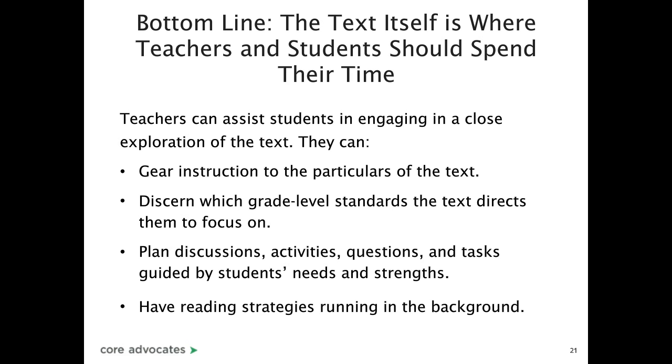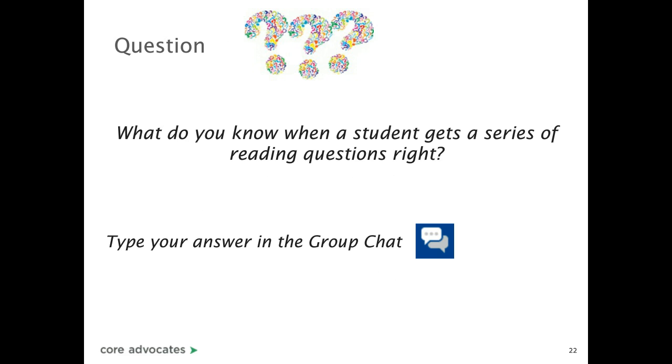All right. So we have two questions. Meredith, I think this is the easy one. Then we have a tougher one for you. So write in the group chat box, and Meredith and I will take a look. What do you know when a student gets a series of reading questions right? So let's say they're taking an assessment. It could be an interim assessment. They've read some passages, and they're getting most of the reading questions right. What do you know about a student who's getting the reading questions right? And go ahead and put it in the group chat, and someone's clapping. Yes.